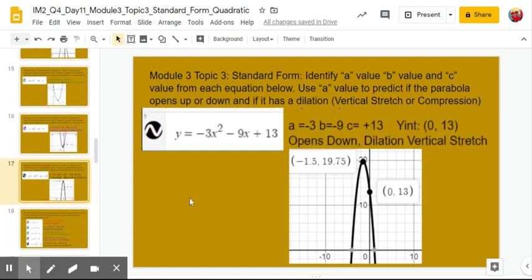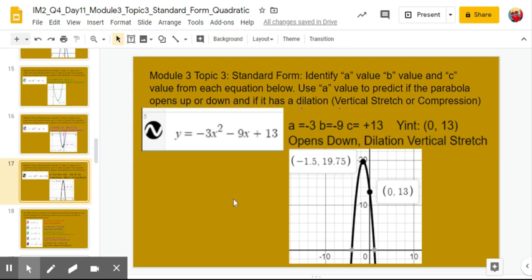All right, and then our last one, we can see that it definitely opens down. It is stretched, much skinnier. We see our y-intercept at 0, 13. And then look at our funky vertex. We have -1.5, 19.75 as our vertex, which again, we cannot see in this equation at all.